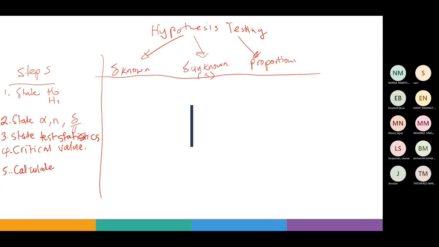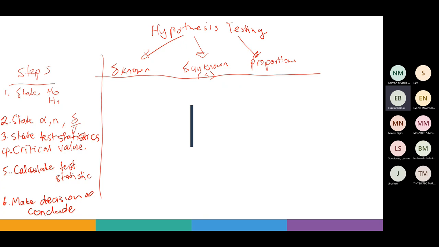Calculate your test statistic. This is based on which Z value you are calculating. And step number six is to make a decision and conclude. So those are the six steps that you need to remember and know.